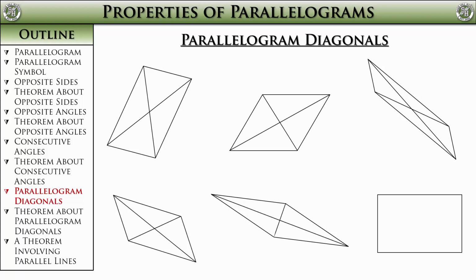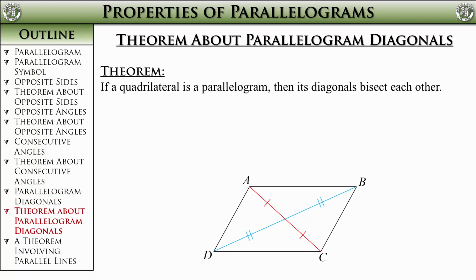This one is a little harder to see than the other ones that we did. Do you notice anything particularly interesting about the diagonals of these parallelograms? As a hint, the effect is most pronounced in the middle two parallelograms, especially the bottom middle one. You may notice that in every parallelogram, the diagonals are both split into two equal pieces. This is the theorem that covers that idea. If a quadrilateral is a parallelogram, then its diagonals bisect each other.